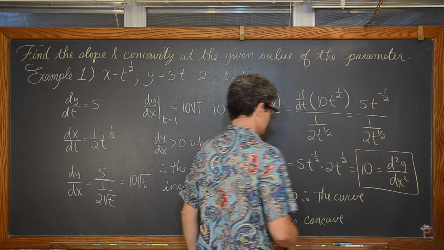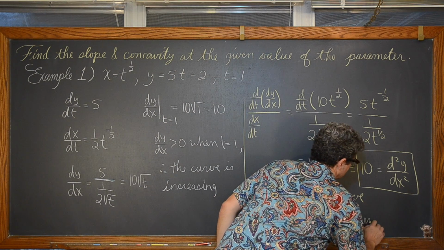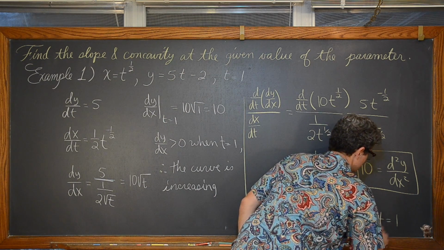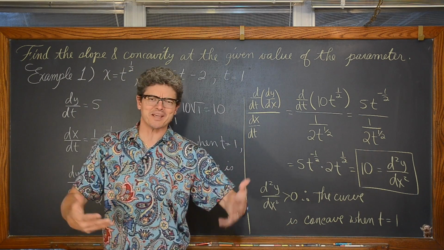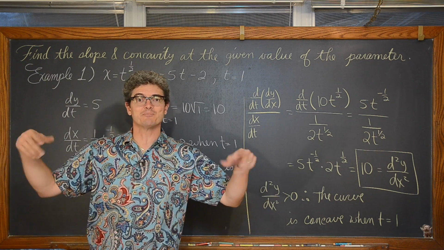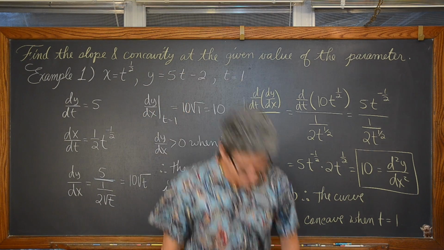this is specifically about when t is equal to 1. And that is the end of our first example. They're going to get a little more complicated as we go through examples 2 and 3, but that's coming up right now.